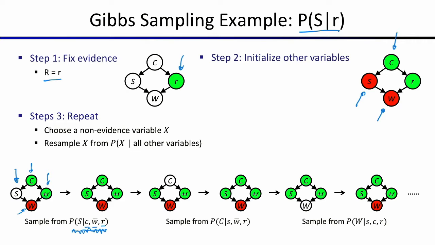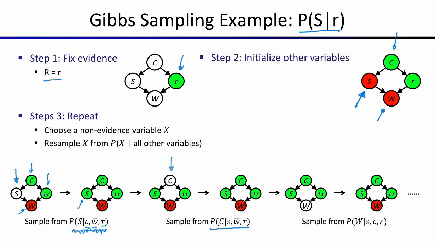So we sample the value for S, and let's suppose that we sample S equal true. So I did not change, no, actually I changed it because it was false here. So I will change now S to true. And I go to the next variable. Again, I choose a variable at random. Let's suppose that we chose the variable C, and I will sample a value for C according to this distribution here.